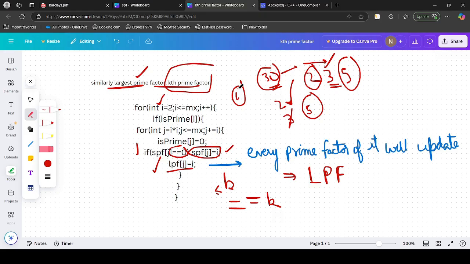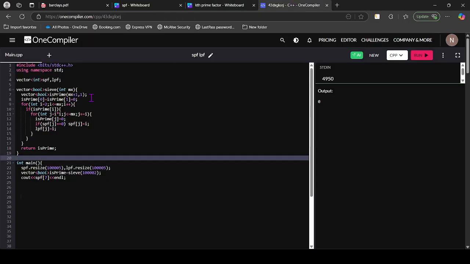So initially the smallest prime factor is the first prime factor. So similarly, in the way of the kth prime factor, we can find the first prime factor as well, which is SPF. So let's check the code. It's exactly the same as before.